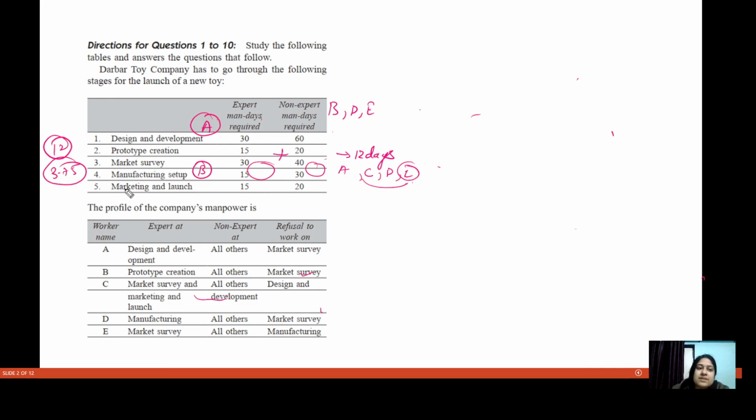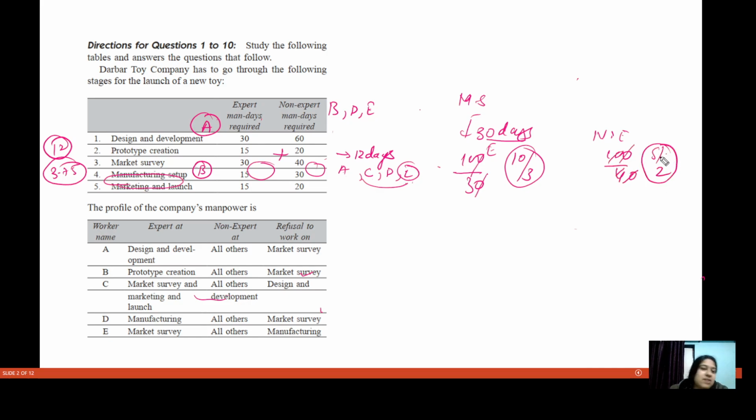Okay, now you have this market survey. This market survey can be done in 30 days by an expert, and this is 100 by 30, so this is 10 by 3 days. And by a non-expert it can be done in 100 by 40, so this can be done in 5 by 2 days.